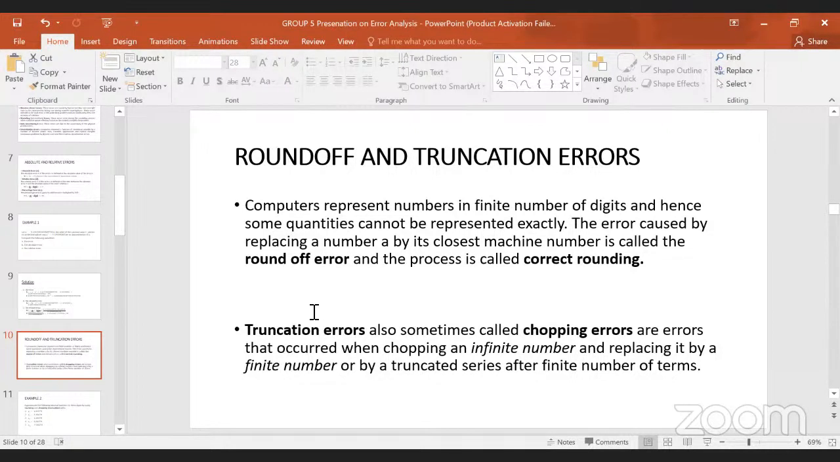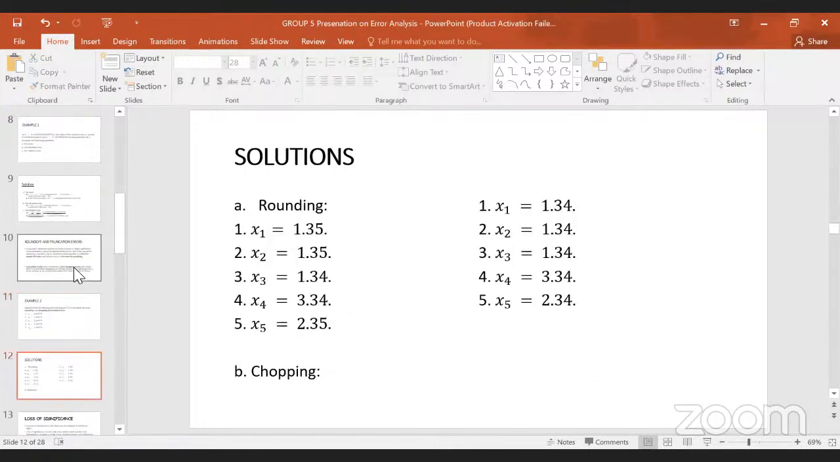Now, on these round-off errors and truncation errors, we're told here that computers represent numbers in a finite number of digits, and hence some quantities cannot be represented exactly. So these errors are caused by replacing a number A by its closest machine number, and this is called the round-off error, and the process is called correct rounding. Now we have what is called truncation error as well, or chopping errors. These errors occur when we chop an infinite number and replace it by a finite one, or by a truncated series after a finite number of terms.